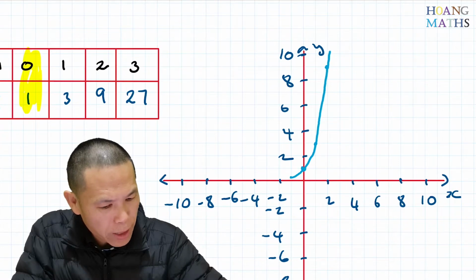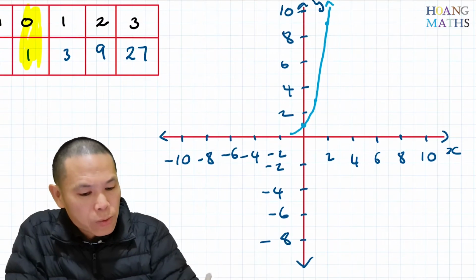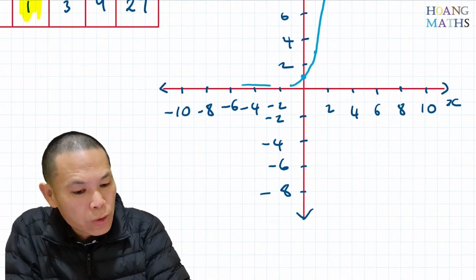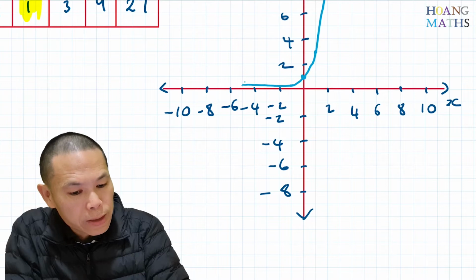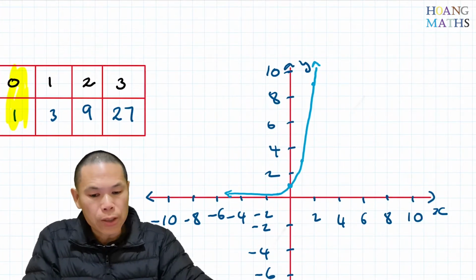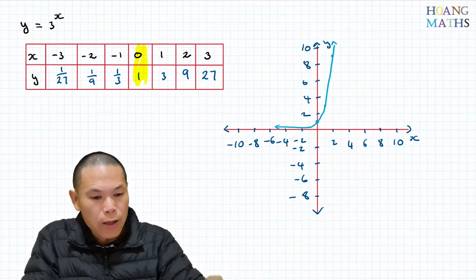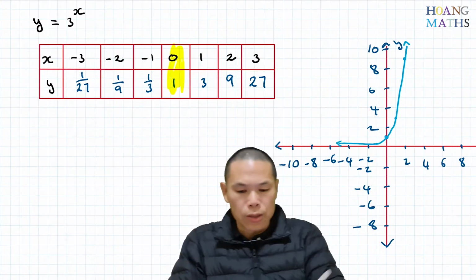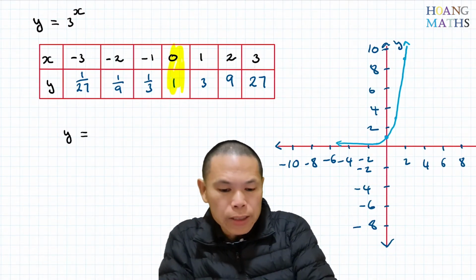Join this point together. And then this one is almost horizontal, okay? Because it's too small to sketch it. See, like this. So this is an arrow. There you go. So this is y is equal to 3 to the power of x. So let me write this down. y is equal to 3 to the power of x.